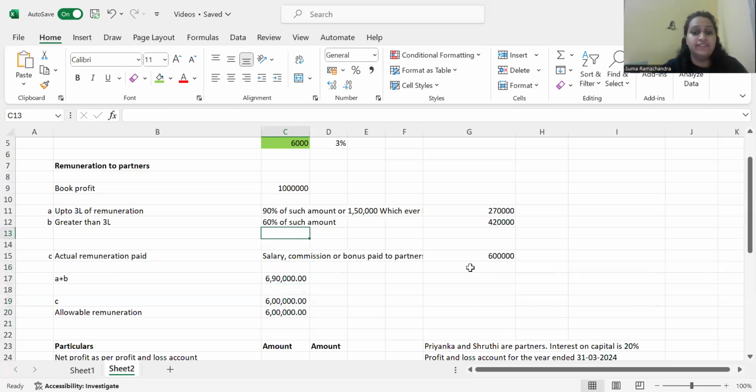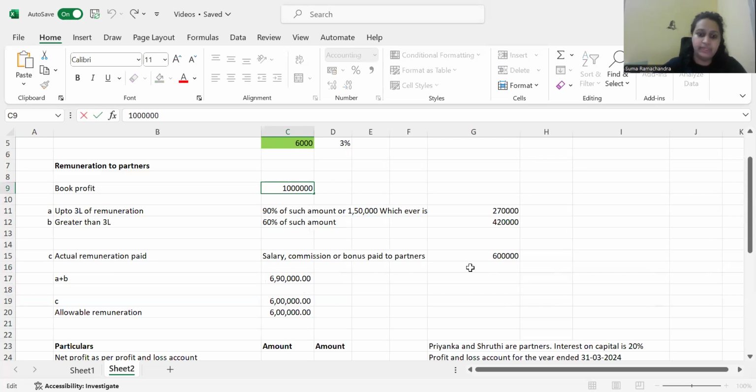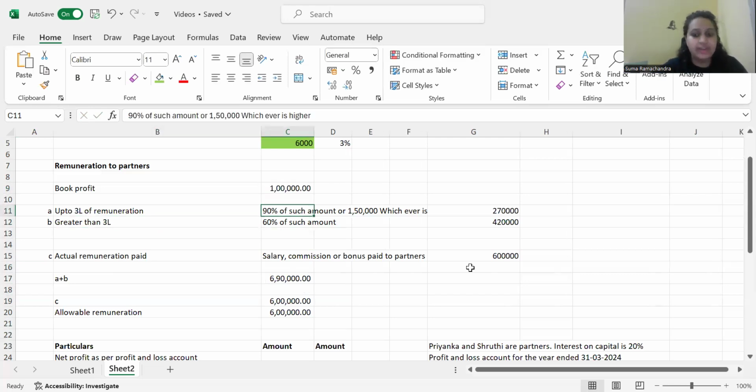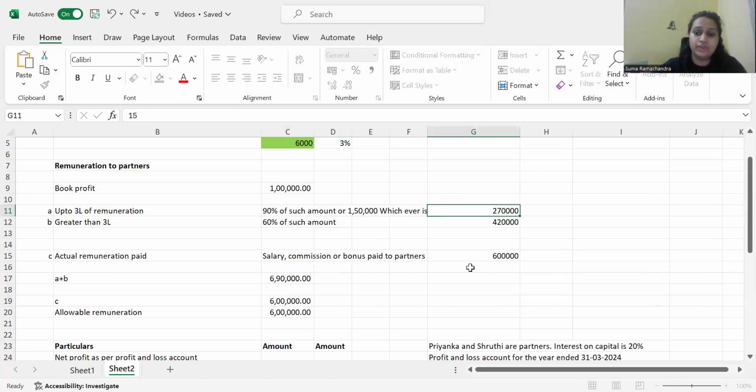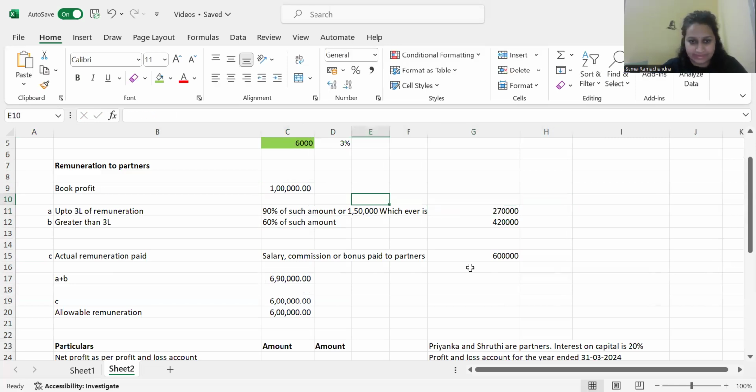Now, if I want to imagine my book profit to be just 1 lakh rupees, now what will happen? 90% of such 1 lakh rupees is going to be 90,000. That 90,000 or 1,50,000, whichever is higher, is supposed to be considered. So I'm going to do it separately here.